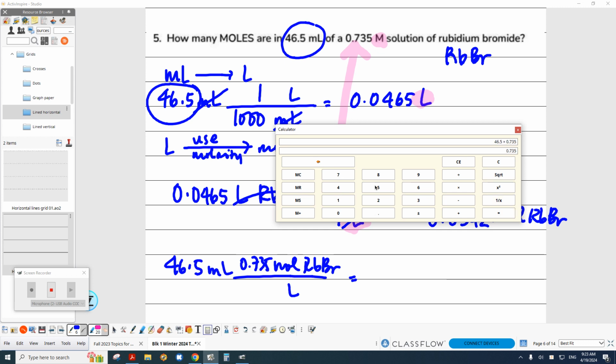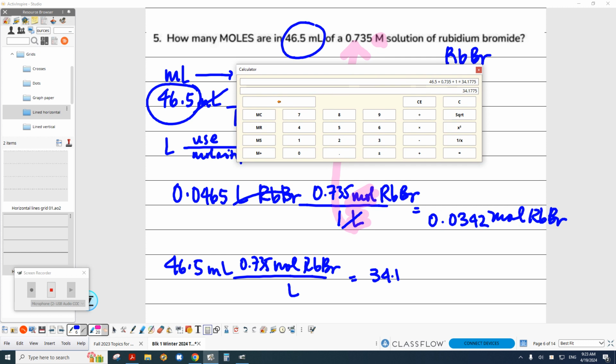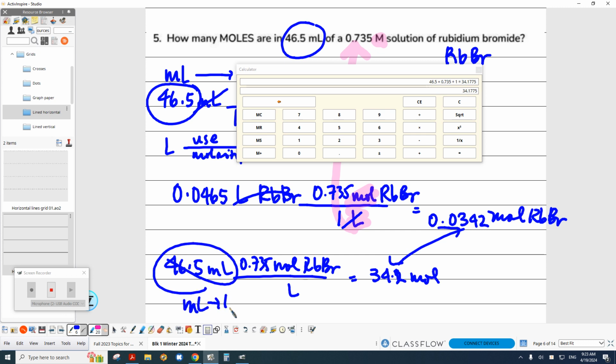0.735 divided by 1. They got 34.1. Somebody actually wrote that as their answer. 34.1 or 34.2 moles. Look at how similar these look. 34.2 and 0.0342. They're 1,000 times different than each other. This is wrong. Why? Because it's milliliters. They forgot to convert milliliters to liters. Right?